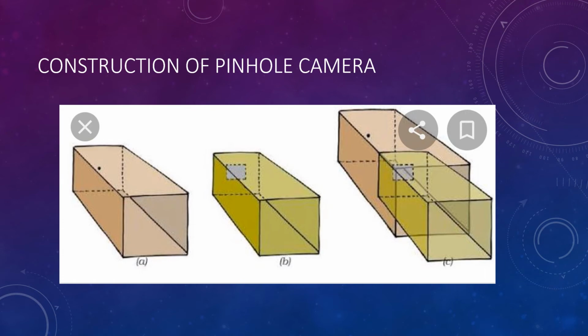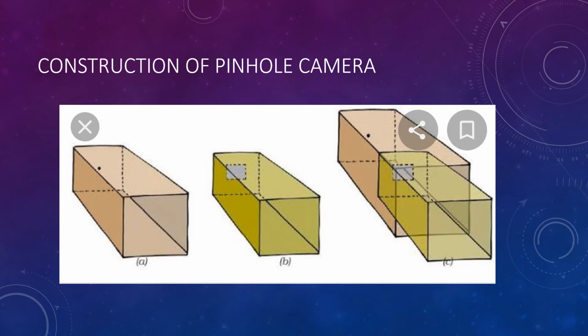Now how are we going to construct a pinhole camera? It's very easy. What we have to do is take two cardboards. One cardboard should be slightly larger than the other. The first step is to cut one end of both the cardboards. Now in the larger box, we will make one pinhole, or a small minute hole. And in the other cardboard, we will cut a square portion and remove it.